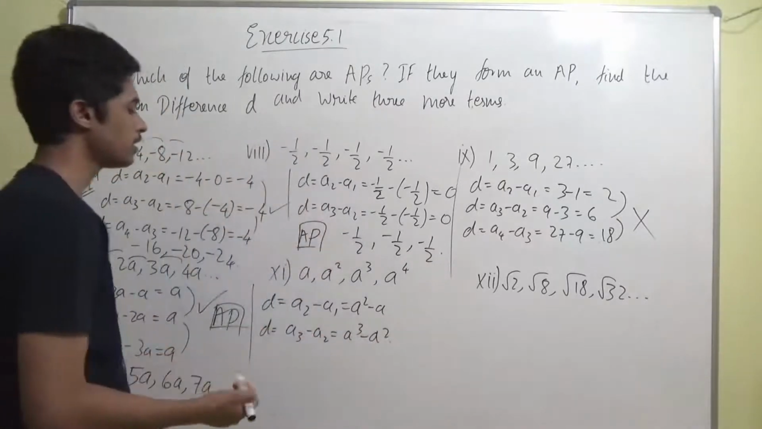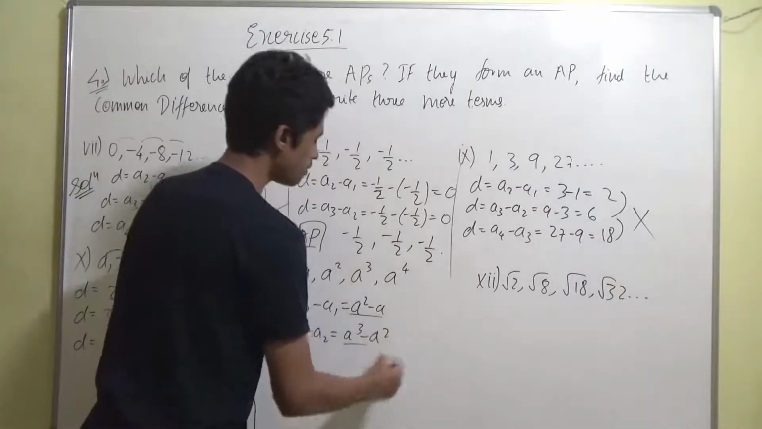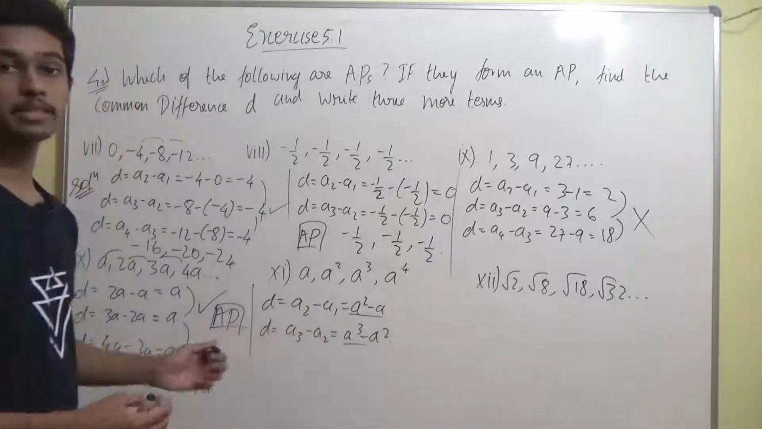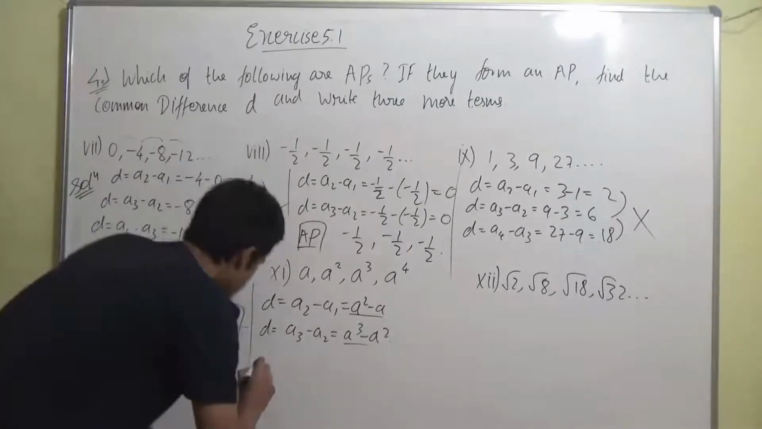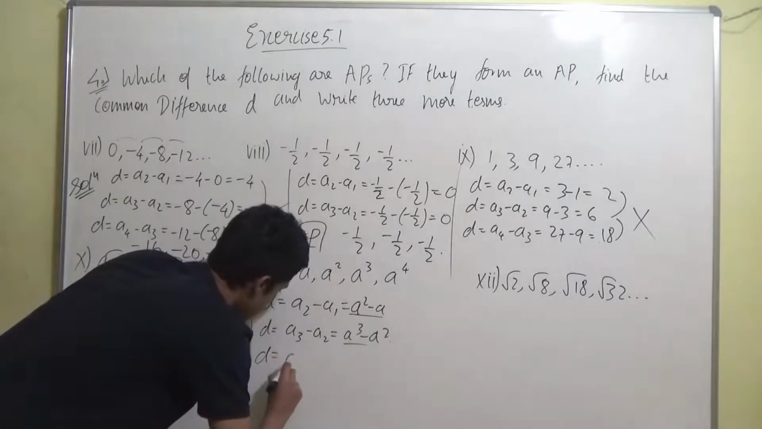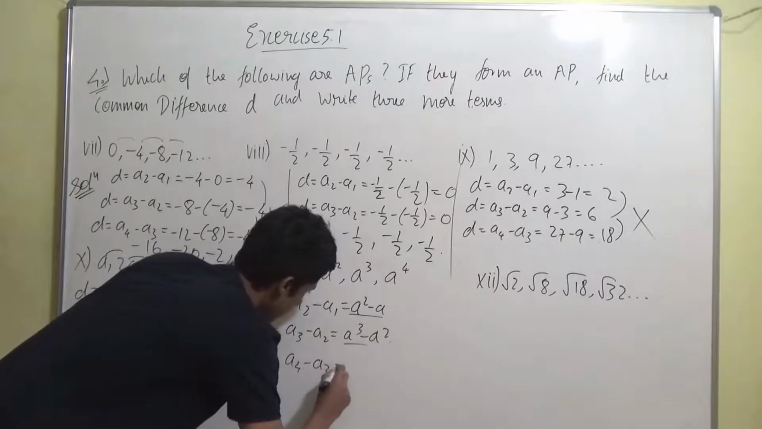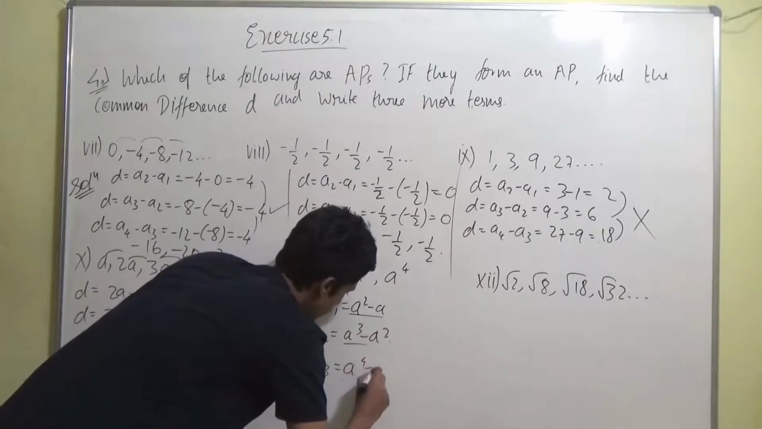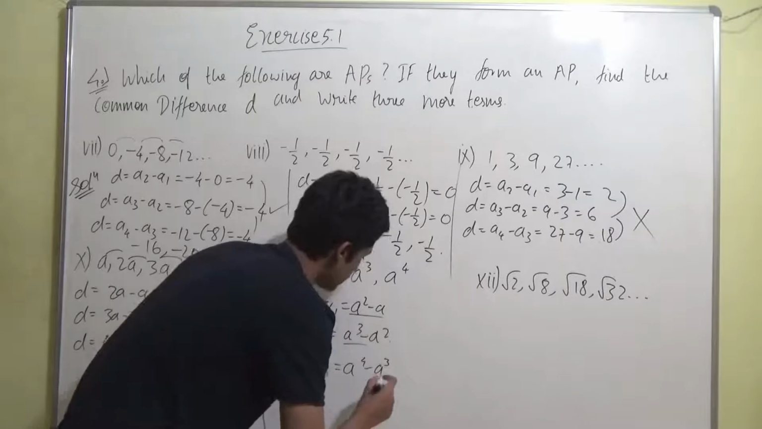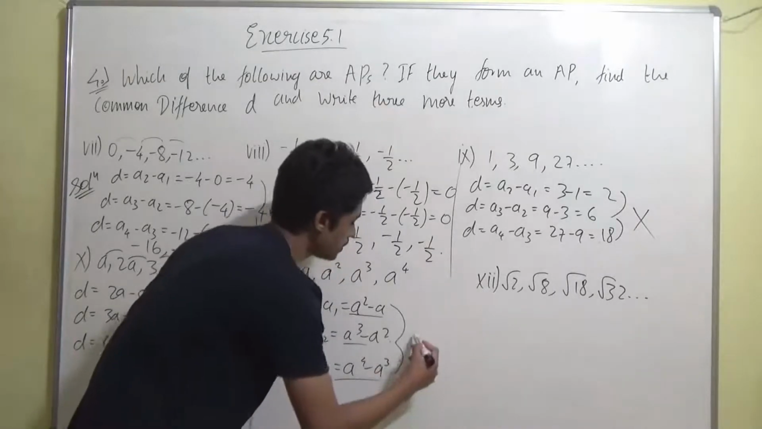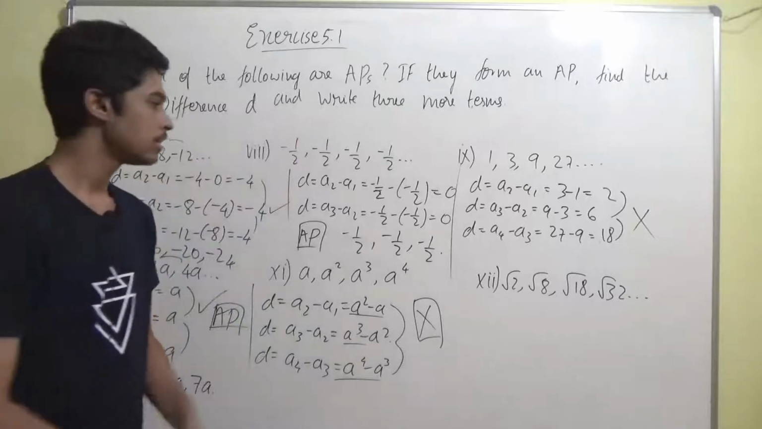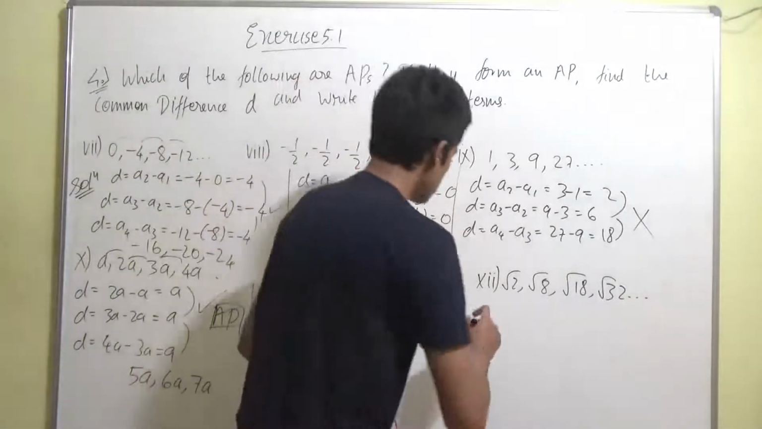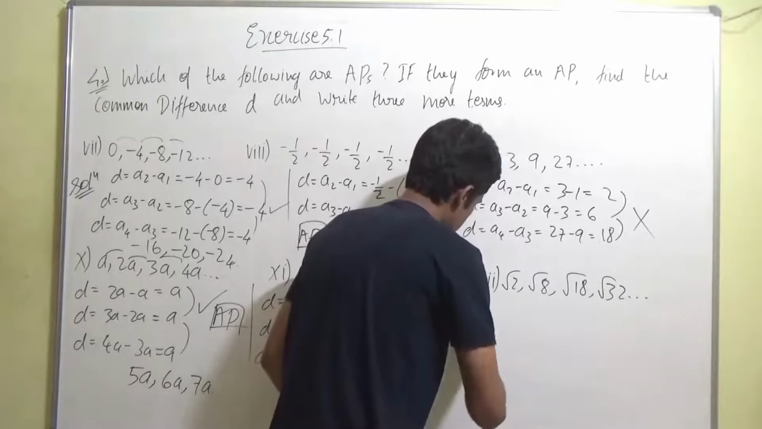If you see this one, even these both are not same, right? You're getting it? A square minus a cannot be equal to a cube minus a square for a general case. If you find for next 2 terms, a4 minus a3, it's going to be a to the power 4 minus a to the power 3. If you see, all these d are different from each other, which means it is not an AP. Getting it guys? Now let's go to the 12th sub question.